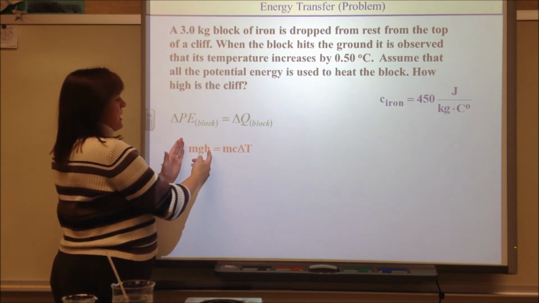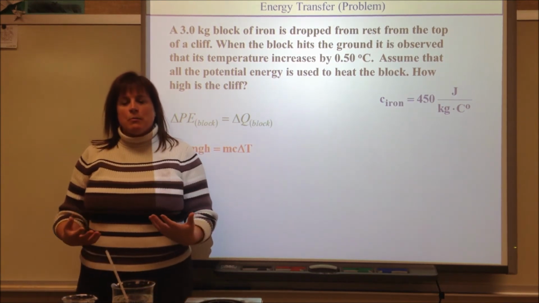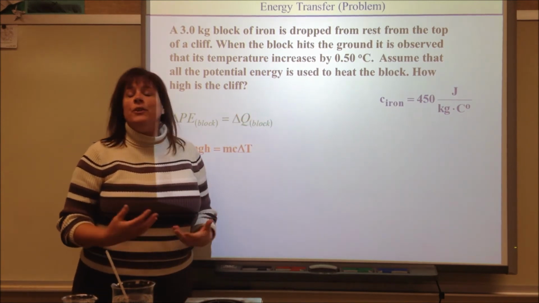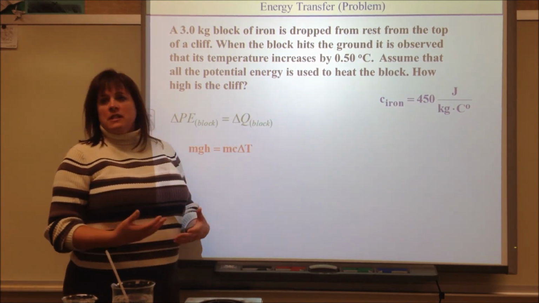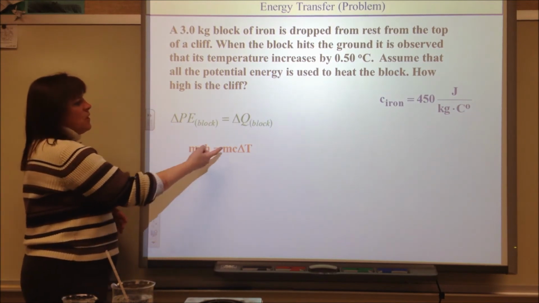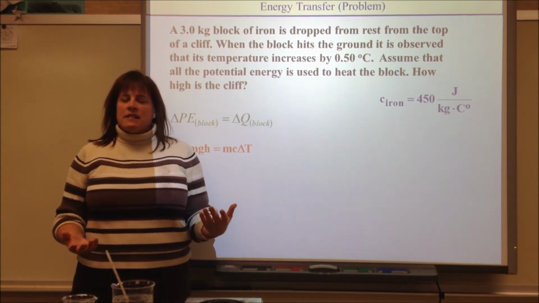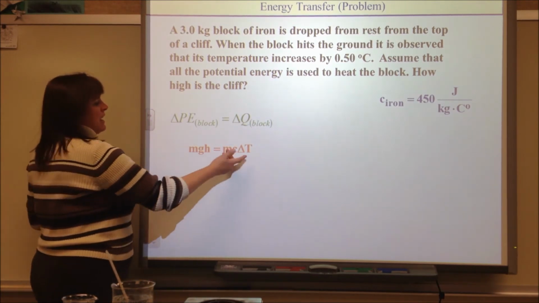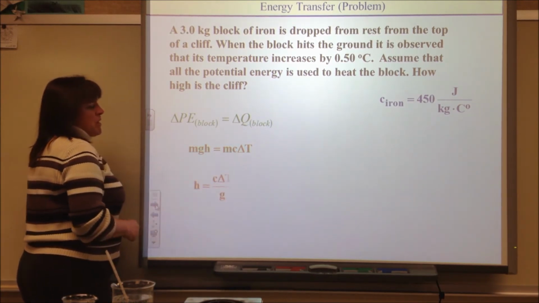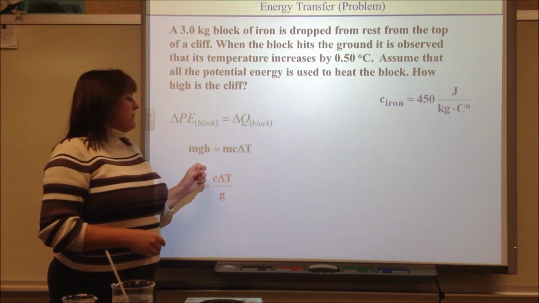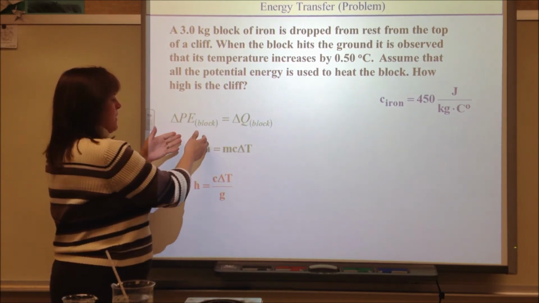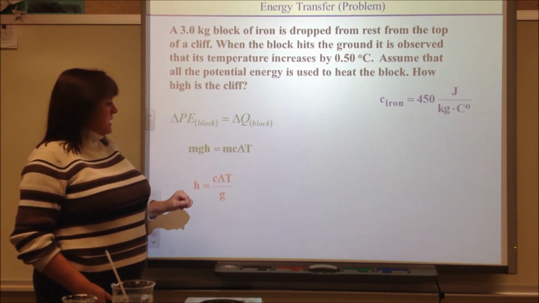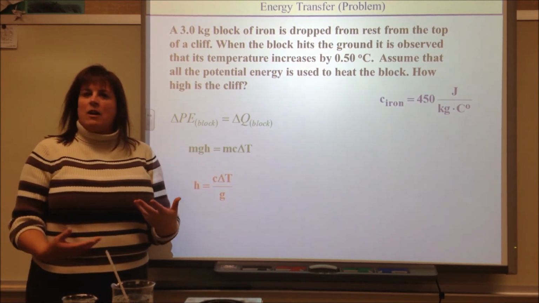So our potential energy equation from last semester, remember potential energy is mgh, and our Q is mc delta T. If you'll notice, the masses in this equation cancel, right? There are m's on both sides, we divide by our m's and they're gone. So my equation for height, once we move our mg over here, we get c times delta T over g, right? Our m's cancel.